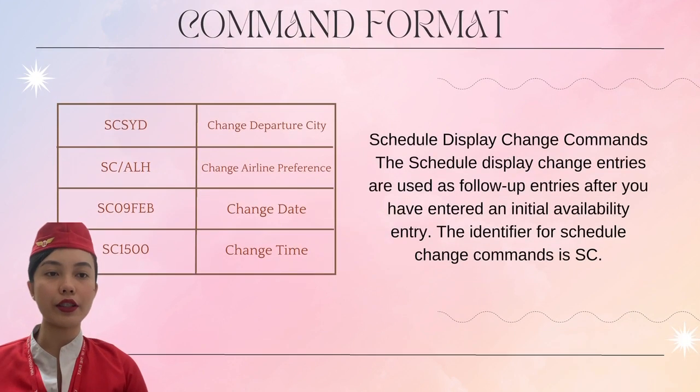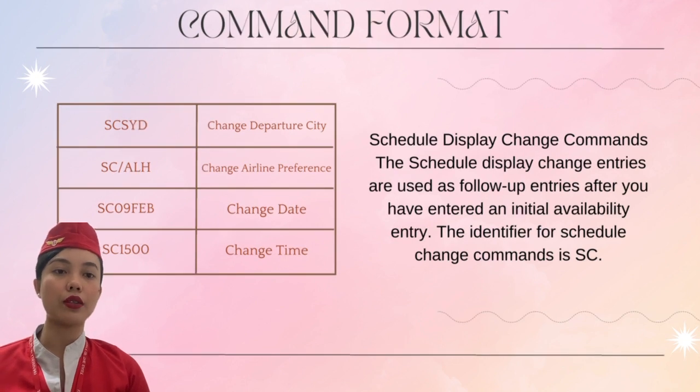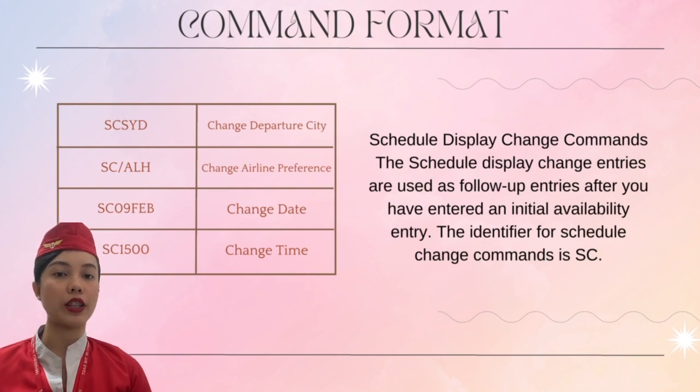Lastly, we have the schedule display change commands. The schedule display change entries are used as follow-up entries after you have entered an initial schedule entry. The identifier for schedule change commands is SC. Here are some of the command examples. SC-SYD to change departure city, SC/ALH to change airline preference, S09FEB to change the date, and SC1500 to change the time.